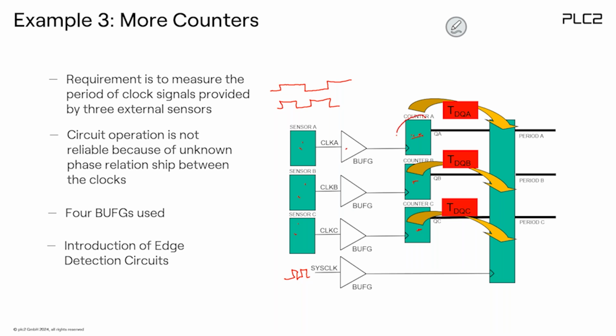It's not a problem with the counter, because they're using a global buffer, so the skew is okay. But this will not be okay, because for these signals you don't know the phase relationship. So this means this will fail.